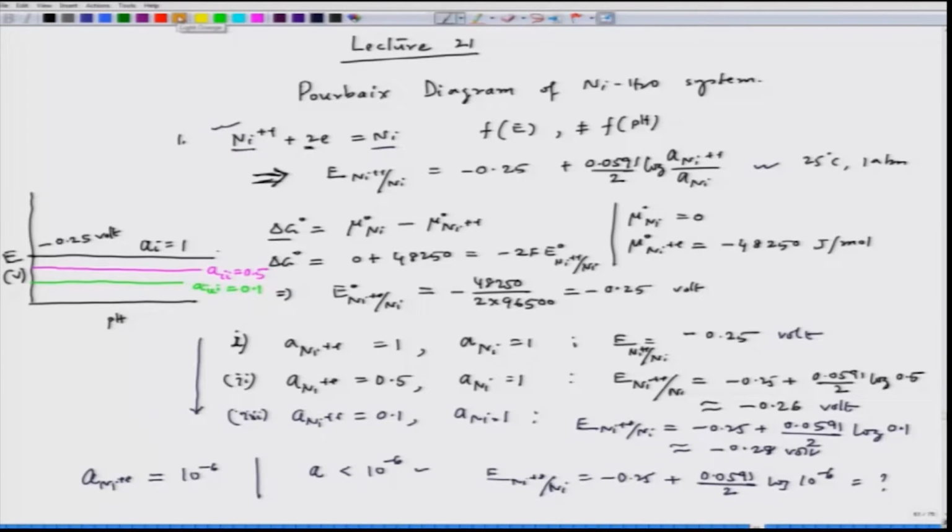So, for that we can have another plot. This could be, let us say, here, where A is equal to 10 to the power minus 6. But the question is, if we go farther down, if let us say the activity is less than 10 to the power minus 6, what could be the potential? That potential would be less than the potential at 10 to the power minus 6. Now, 10 to the power minus 6 is my limit to measure nickel ion concentration. Then of course, when we achieve this situation, we will only see nickel.